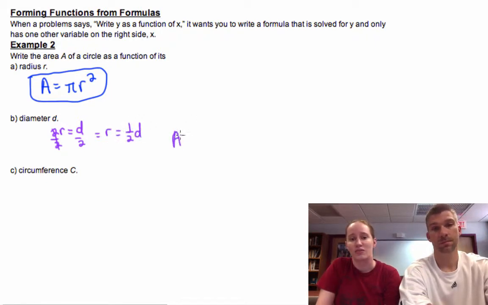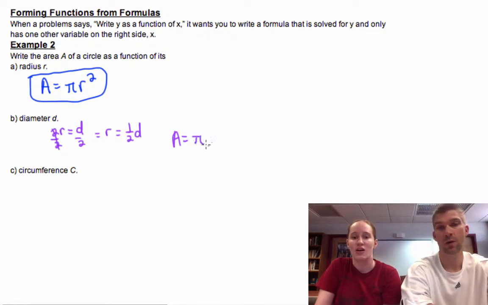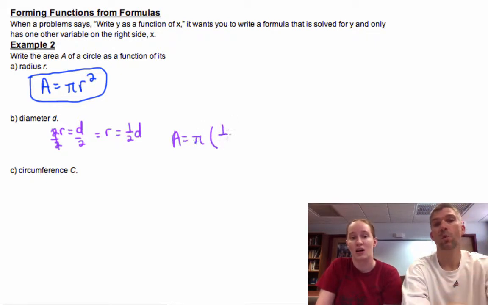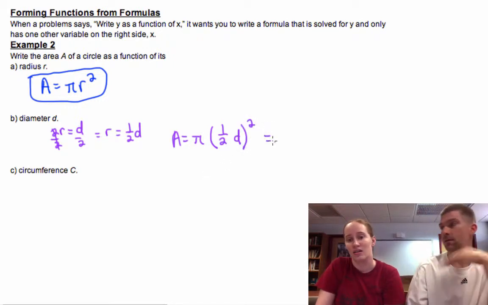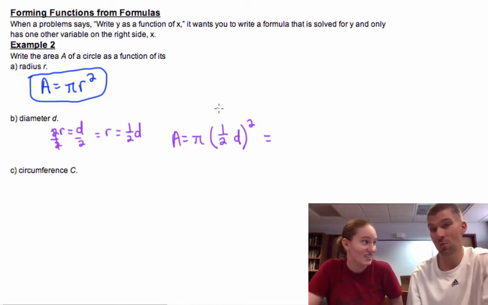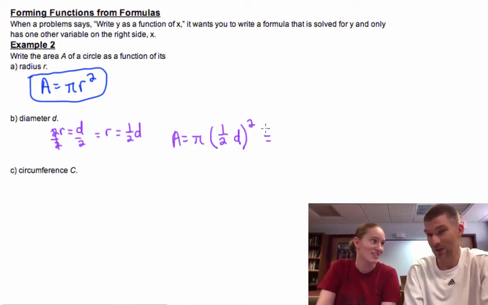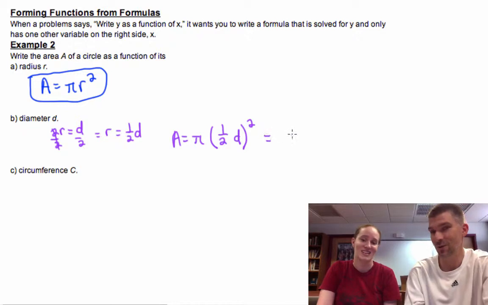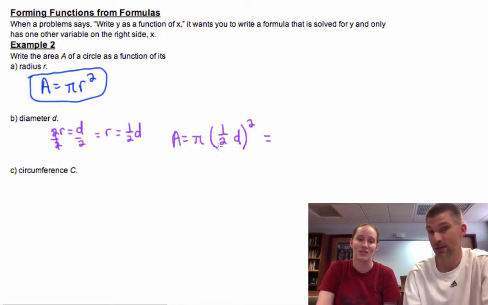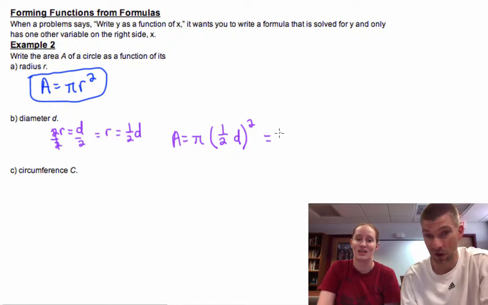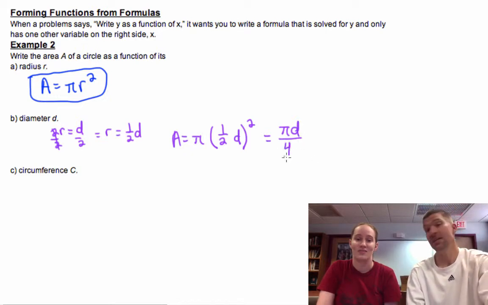So we're going to take what the formula normally is, but instead of r squared, you're going to put 1/2 d in parentheses and square that. Now you could be really nerdy, or awesome. This would be 4 in the denominator, since 1/2 squared is 1/4. So you could do pi d squared over 4.